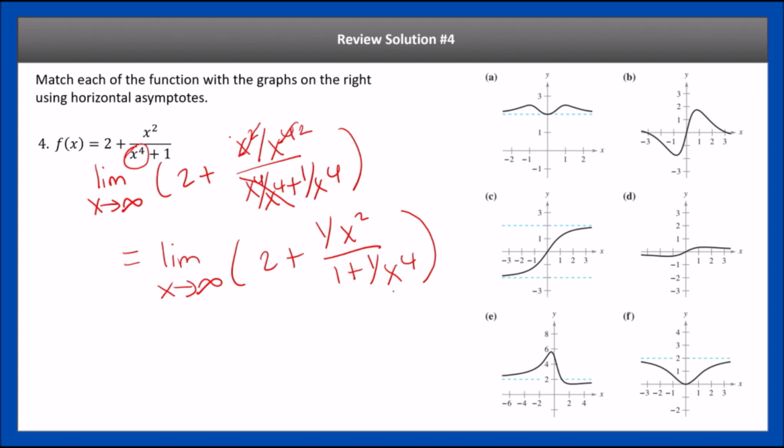If I plug infinity into here, this goes away. Here, this goes away, becomes 0. So we got 2 plus 0, which is just 2. So we got the limit. The horizontal asymptote is 2 as x approaches positive or negative infinity.